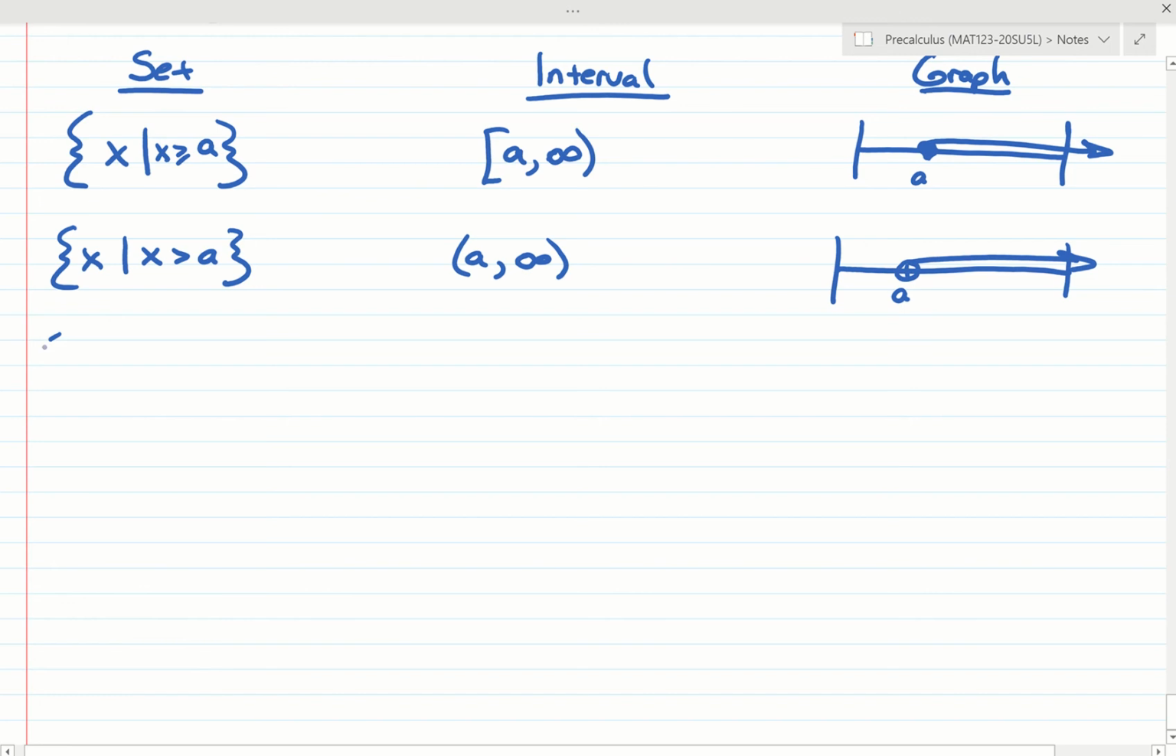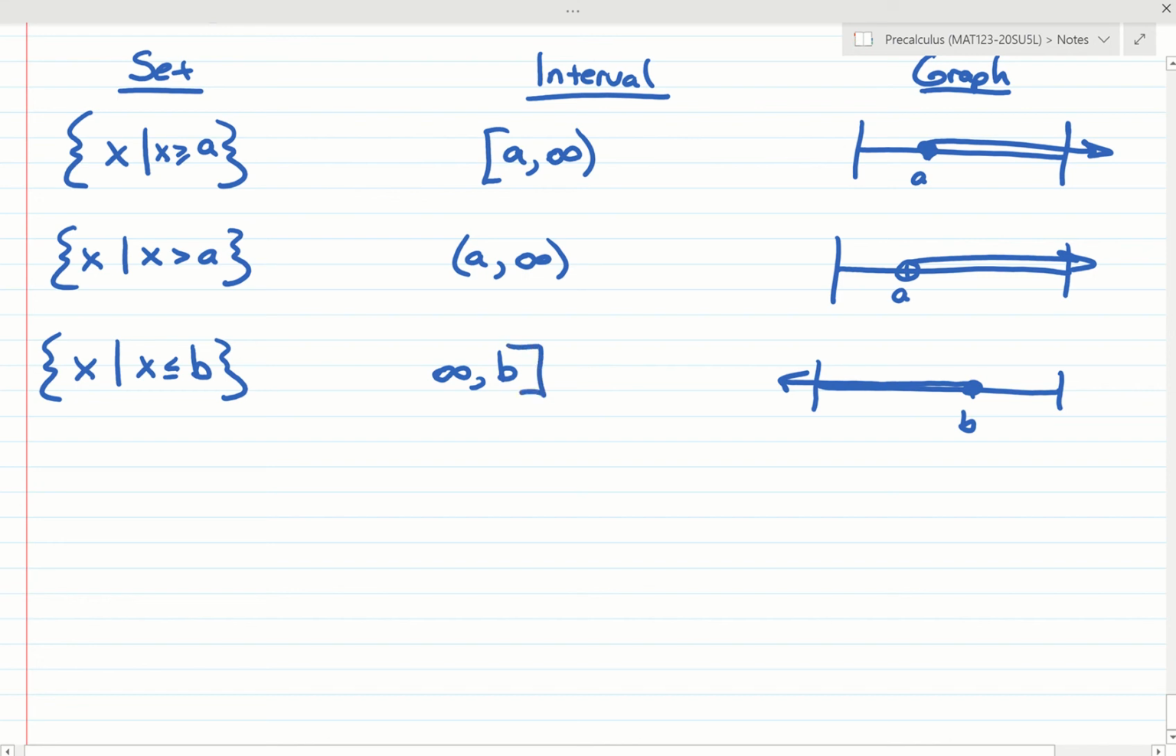Let's talk about going the opposite way. So what if we said all x values such that x is less than or equal to b? Well, on the graph, you would have b, and all numbers including and less than that go this way. The left side would be infinity. The right side would be b. We are including b, but infinity is an abstract concept, so we don't include that.